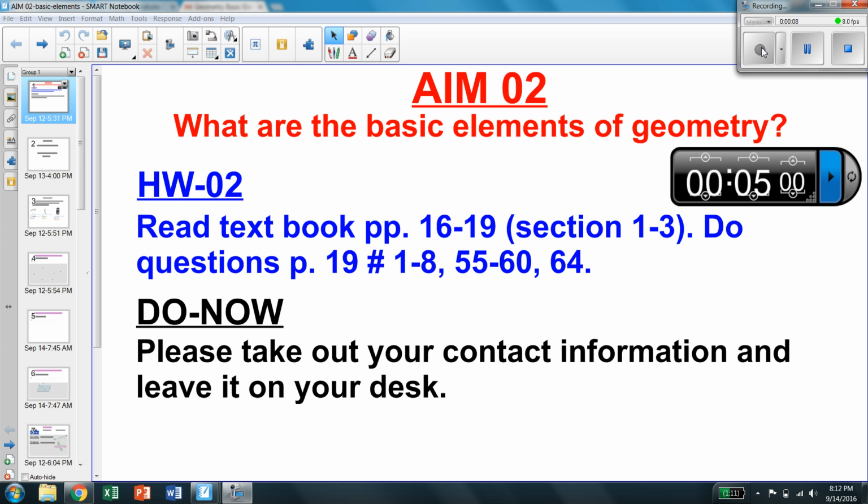Today we're going to be looking at basic elements of geometry, the things that make up a good foundation and starting point of geometry, which we will build a lot up from.